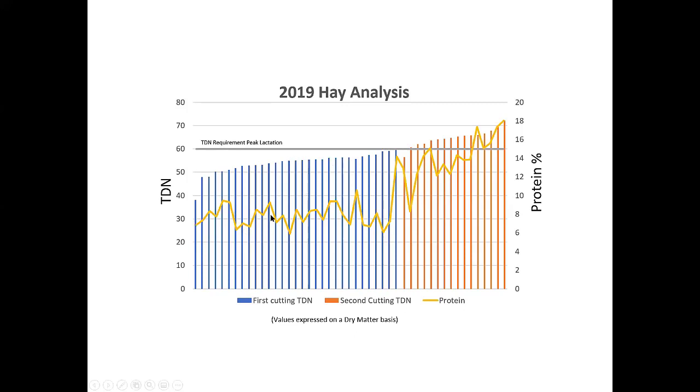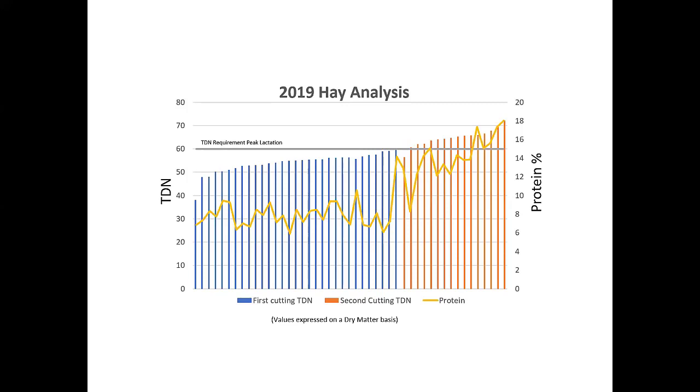And then this line here is the protein values. Even though we may have some adequate TDNs, we still want to look at the protein. This sample here, this is a second cutting. TDN isn't bad on this one. Protein's kind of marginal. It's still above 8, but some of these over here, you want to look at both of them.